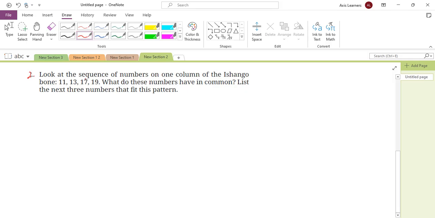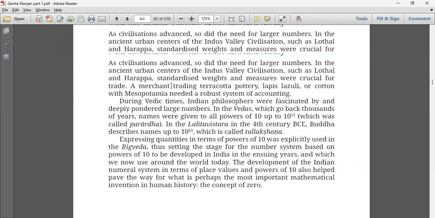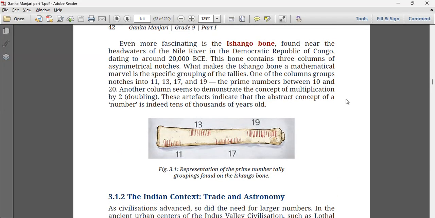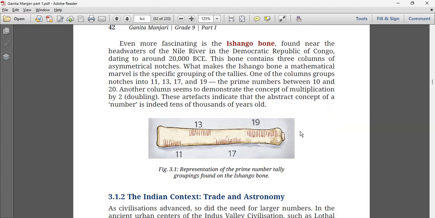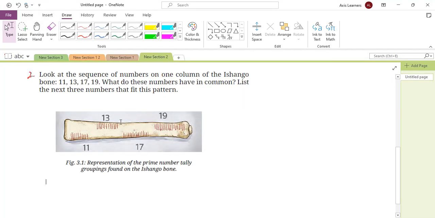Second question. Look at the sequence of the numbers on one column of the Ishango bone. So let me show the Ishango bone. See here, this is called the Ishango bone. It was found in the Republic of Congo. It has some number notches. See the numbers: 11, 13, 17 and 19. So these numbers are there on the bone.